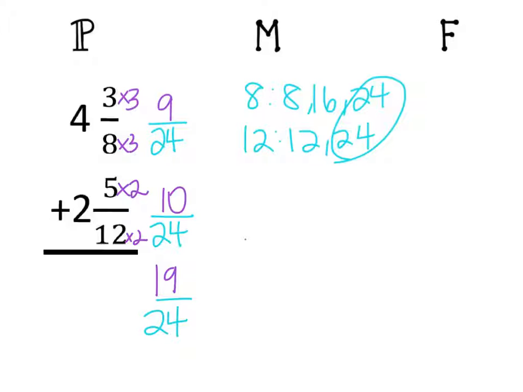Now I can add my whole numbers. 4 plus 2 is 6. Now the last thing I want to check is if I need to use my factors column. Is my fraction 19/24 simplified? It is simplified because there is not a number that goes into 19 and 24. So my final answer is 6 and 19/24.